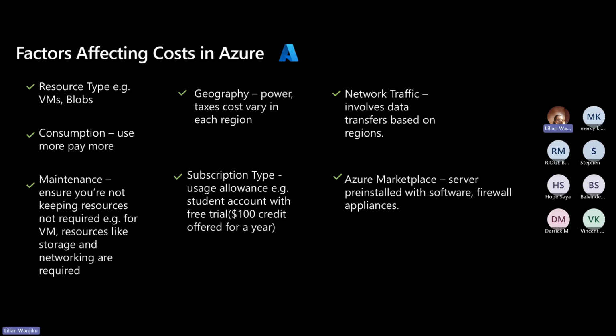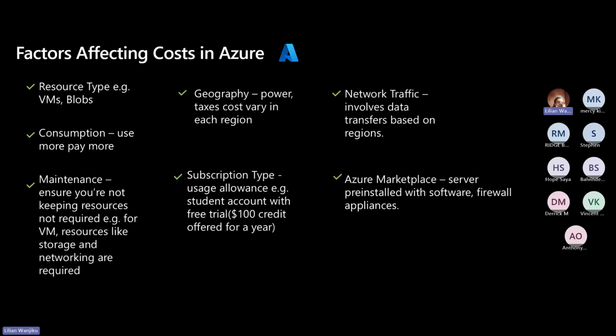And network traffic. Network traffic is the data inbounds and outbounds that are used in Azure. So they will limit it according to the regions. How does this specific region conduct its data transfers in each place? So that is also another factor that affects Azure in cost.